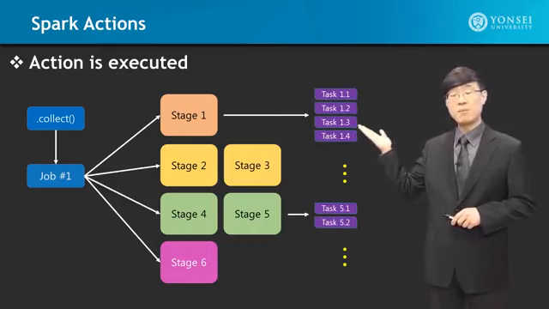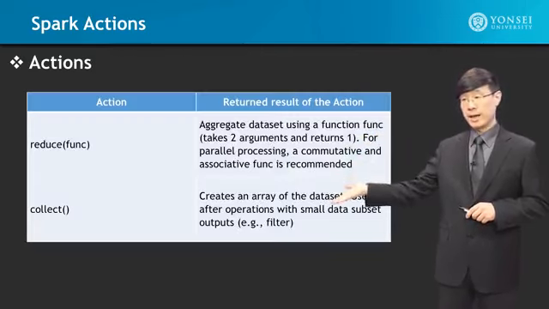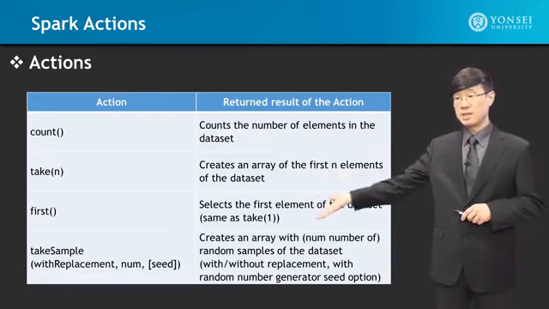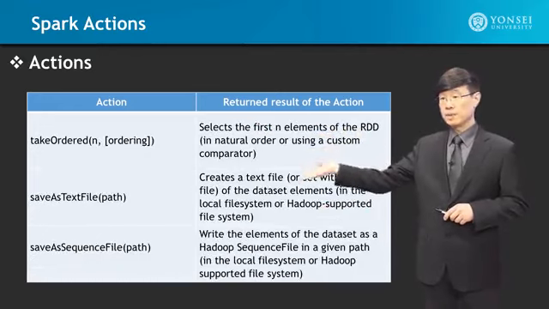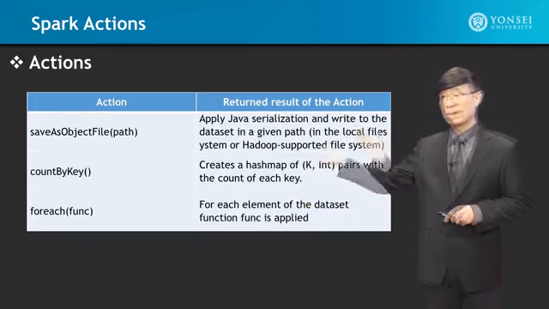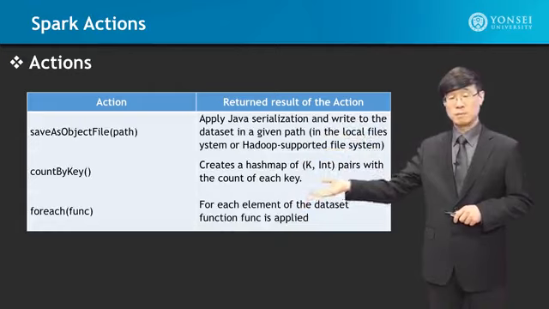Each of these stages has multiple tasks listed inside that need to be executed. Actions include reduce, collect, count, take, first, take sample, take ordered, save as text file, save as sequence file, save as object file, count by key, for each.